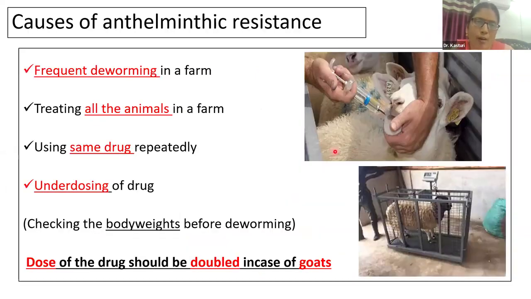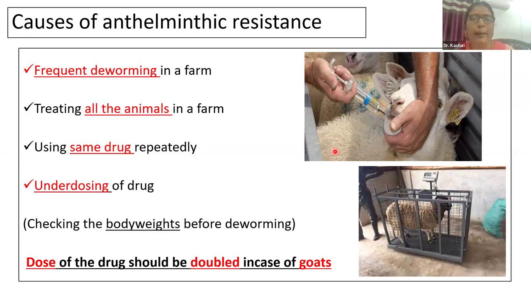So what are the causes of this anti-helminthic resistance? Why is there a development of resistance at a rapid rate? One cause is indiscriminate frequent deworming in a farm, treating all the animals in a farm whether or not they show symptoms, even when only one animal is showing symptoms. Another is repeated usage of the same class of drug without any change for deworming purposes, or underdosing of the drug.